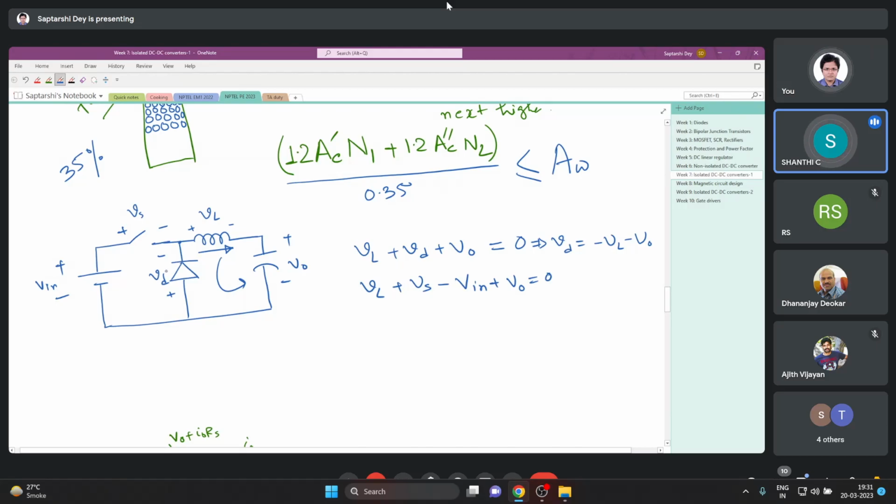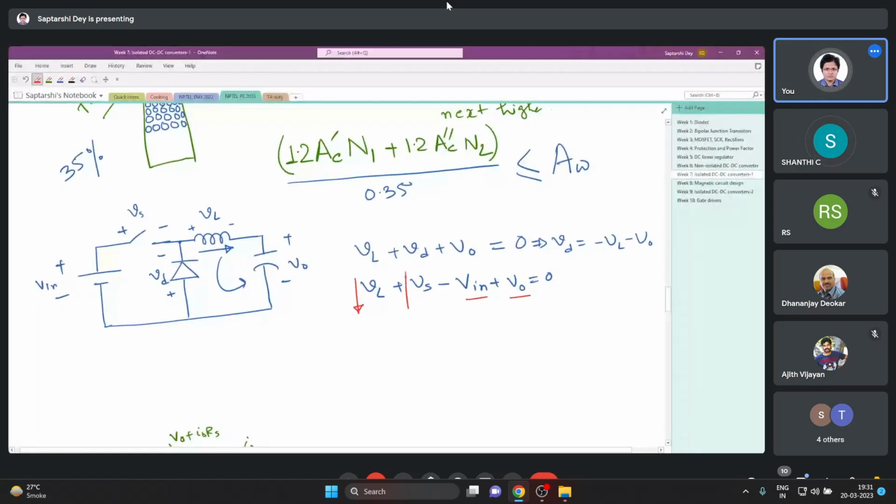The diode across the capacitor has voltage V naught. Only the diode voltage and switch voltage can get affected. As soon as I turn off the switch, VL suddenly becomes negative, it suddenly drops. This is fixed, this is fixed. So VS will suddenly increase a lot.